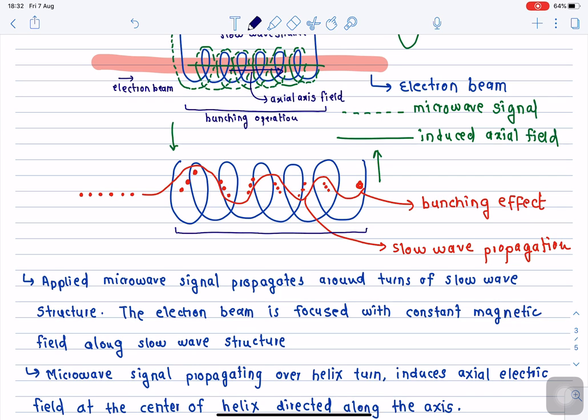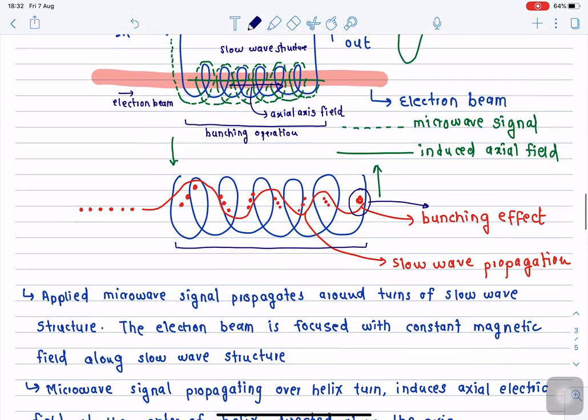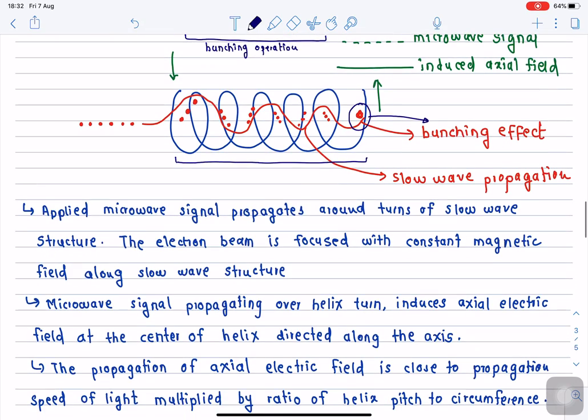Towards the end of the slow wave structure, at that time we adjust the phase of the microwave signal as going negative. All these electrons collected together form a large bunch. We call it the bunching effect. When the microwave signal is going negative, all these electrons give up their energy, and this energy is utilized in order to amplify the microwave signal. When we take out this microwave signal from the output port, it appears amplified, and thus we say that the amplification is achieved.